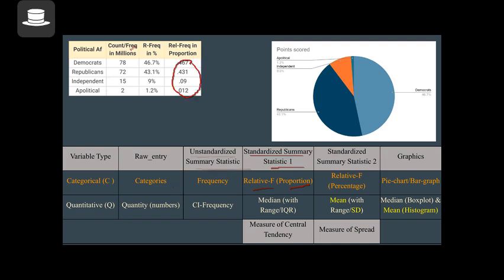A more graphic way of doing it is using a pie chart, and a similar way is called a bar graph, where you would have a graph with bars, and each bar represents the size of the slice of the pie, the height. The x-axis is the categories, and the y-axis would be the percentage or proportion or frequency. So that's about summarizing the categorical variable. And in the next slide, we'll take an example of a quantitative variable and how we will summarize it.